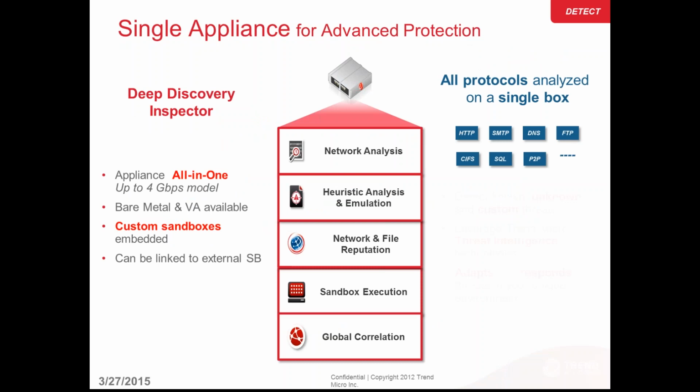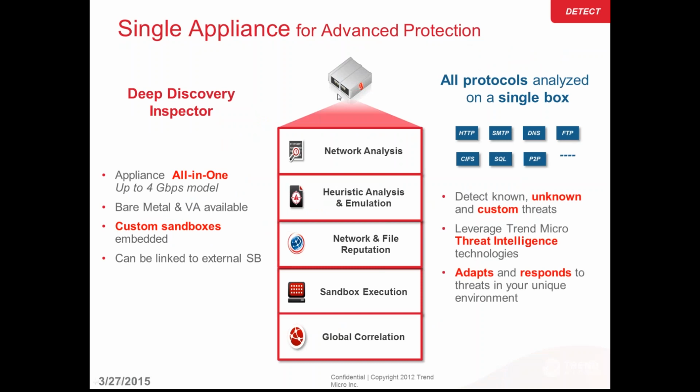So from a single appliance, it does multiple things. The Deep Discovery Inspector, as I said, is a network scanning appliance. It sits out of band presently. The smallest model is 100 megabits per second, the biggest one goes up to 4 gigabits per second. If the customer needs more scanning throughput, we can use technologies like Gigamon that can take, say, a 10 or 40 gig pipe and split it into multiple feeds, or filter out the protocols we wish to scan.